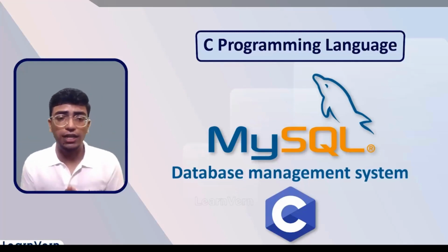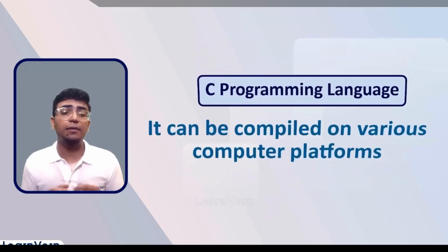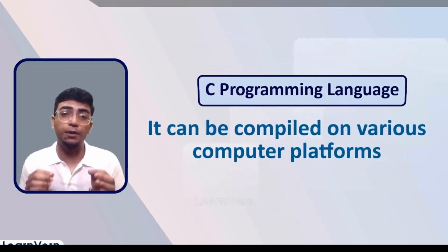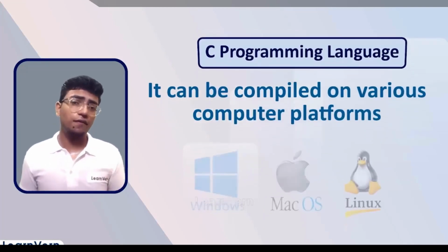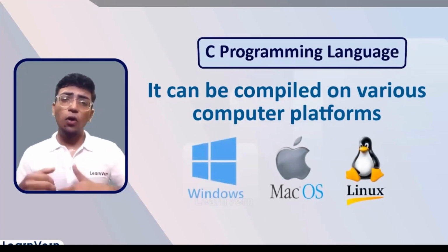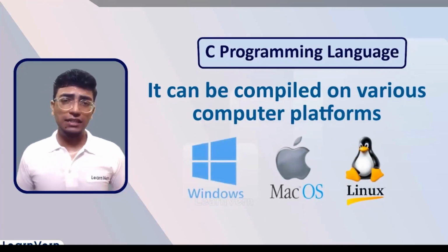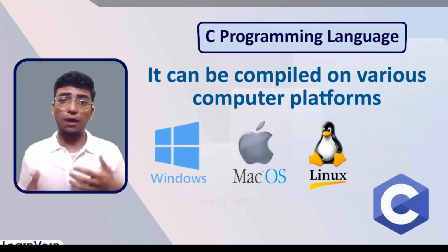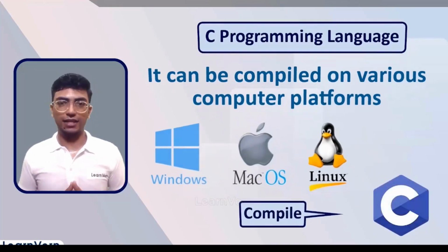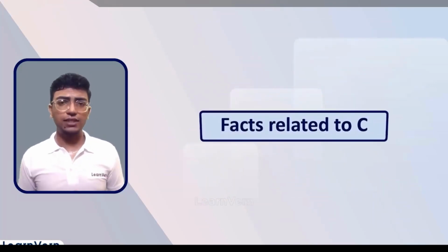After that, the last point says that it can be compiled on various computer platforms. We can consider Windows, Mac OS or Linux or any other computer platform. We can compile C programming language in all these platforms. After this, we will understand the basic facts.